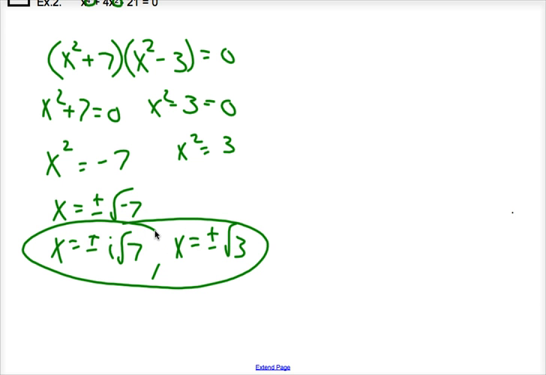You have 4 zeros. How many real zeros do you have? 2. These are the real zeros right here. How many imaginaries? 2. Here, those are right there. But there are 4 zeros, it's just that 2 of them are imaginary.